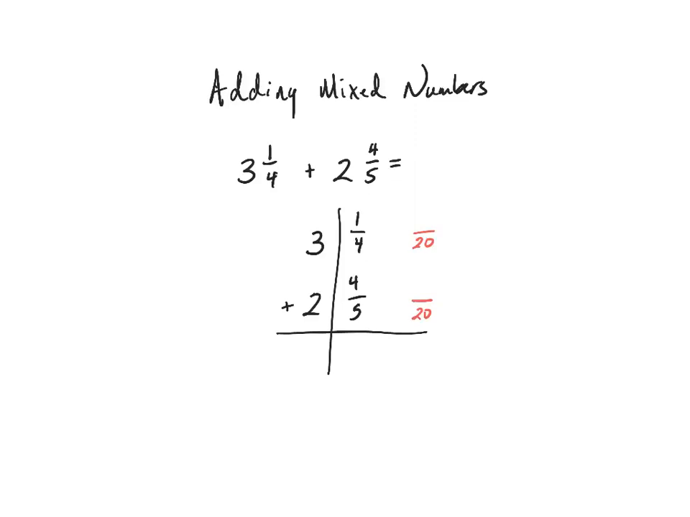So I'm going to ask myself, how many times does 5 go into 20? It goes in 4 times. I'm going to multiply the same thing with its numerator here, because this is equal to 1 whole, and when I multiply anything by 1 whole, I don't change the fraction. So the numerator becomes 16.